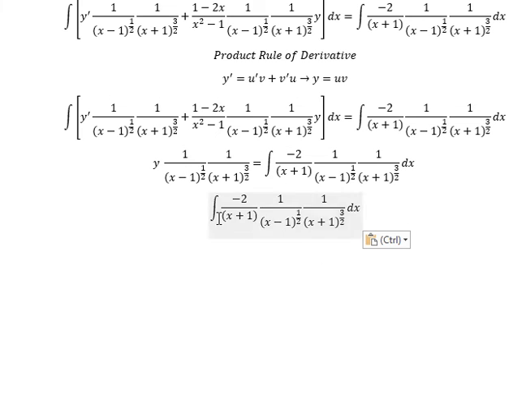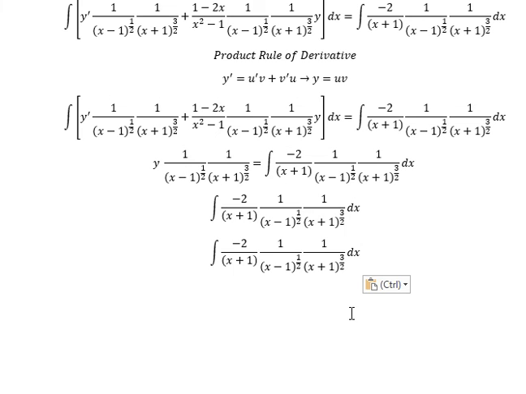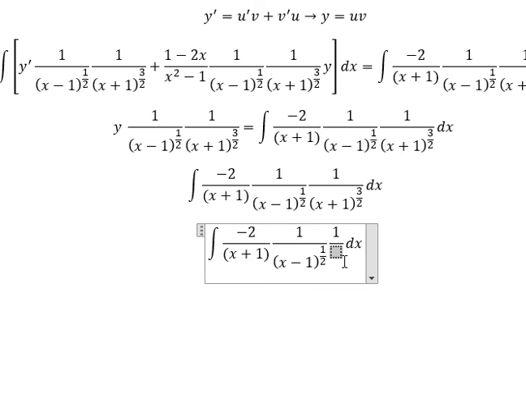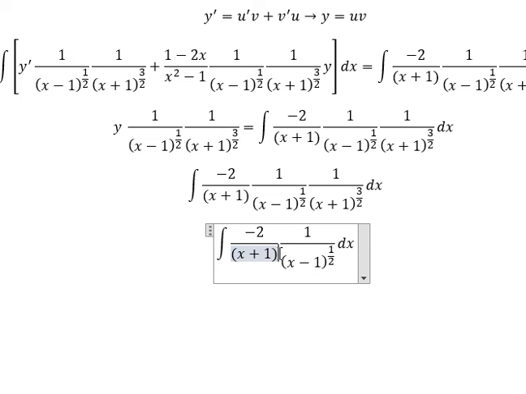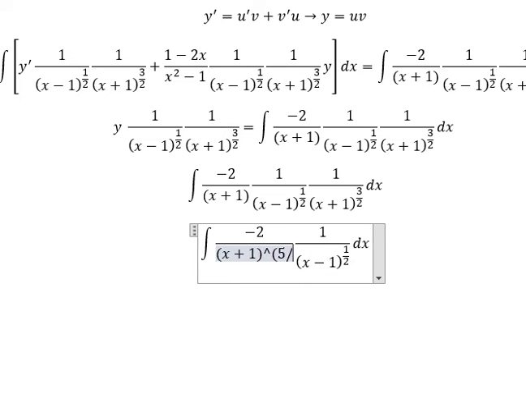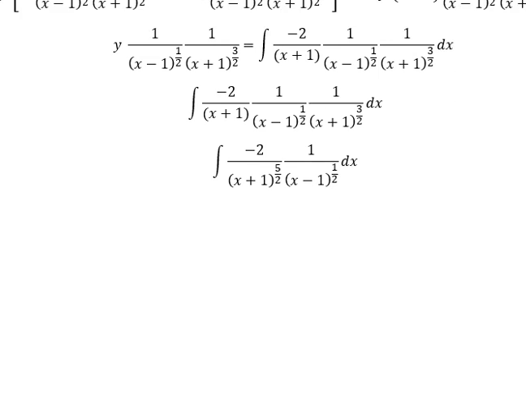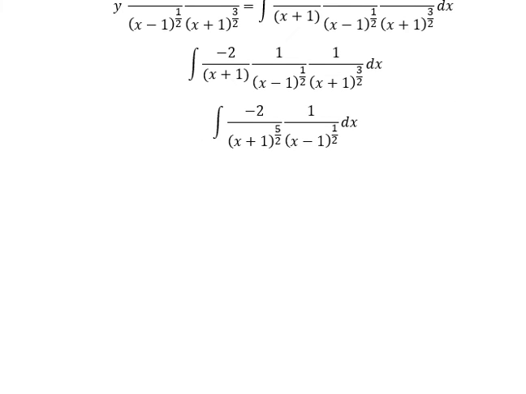So we know that we have s plus 1 multiplied by s plus 1 to the power of 3 over 2. This one we will have about s plus 1 to the power of 5 over 2. So we need to use integration by substitution.